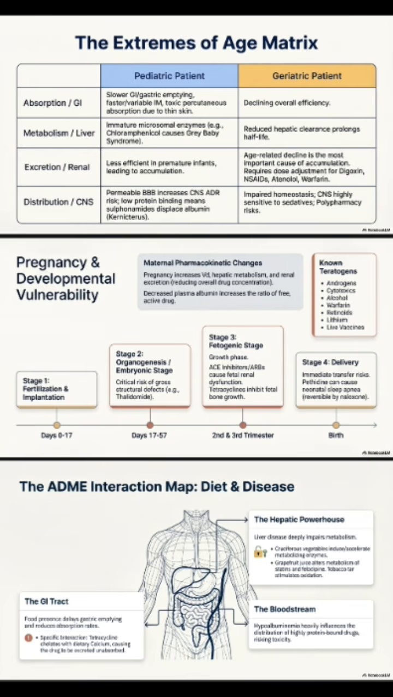The next factor is diet and disease. Now, for example, say you have a hepatic issue. Definitely there'll be slow or impaired metabolism, and also there'll be hypoalbuminemia, which will affect drug distribution, especially for protein-bound drugs. Now, for diet, basically, presence of food in the GIT will slow down drug absorption.